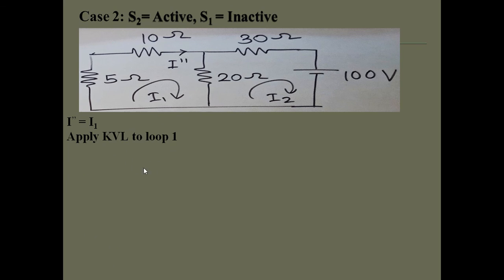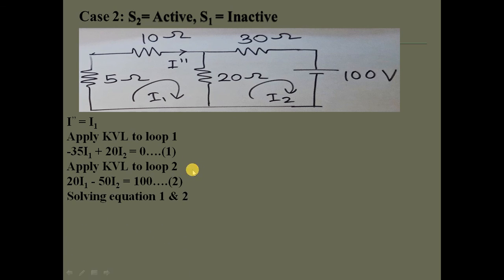So when we apply KVL to loop 1, its equation will be minus 35 I1 plus 20 I2 is equal to 0. That is equation number 1. When we apply KVL to loop 2, our equation will be 20 I1 minus 50 I2 is equal to 100. When we solve both the equations, values of I1 and I2 will be minus 1.48 ampere and minus 2.59 ampere. But I double dash is I1, so I double dash will be minus 1.48 ampere.